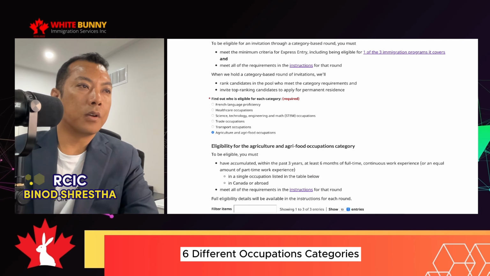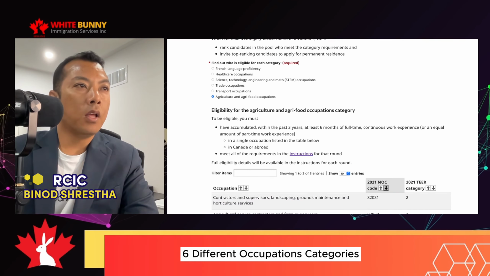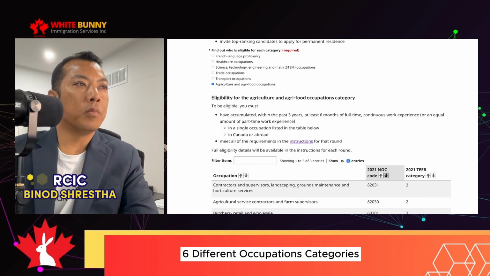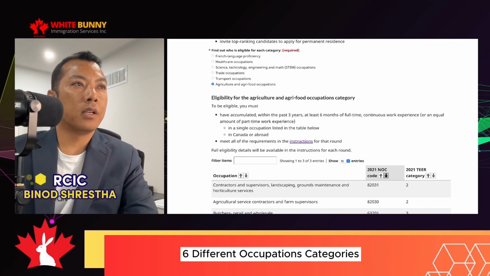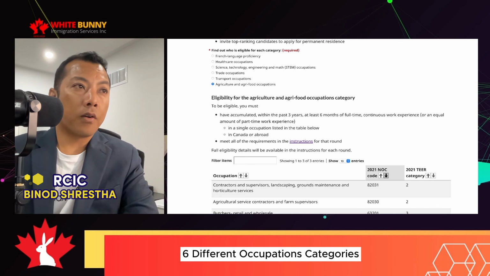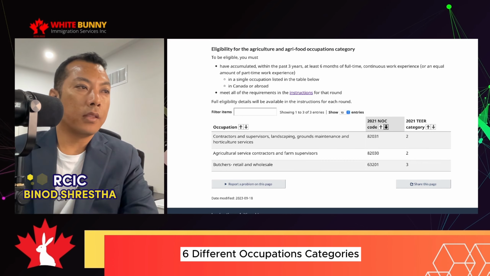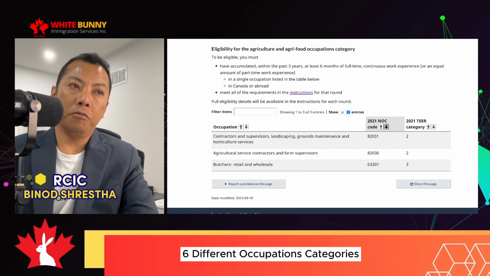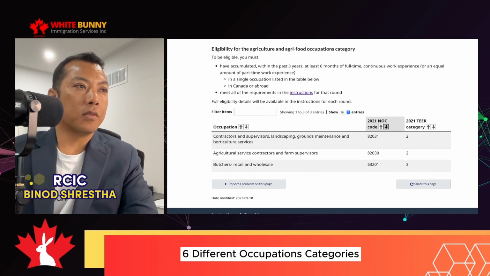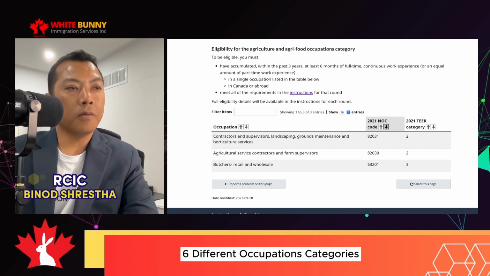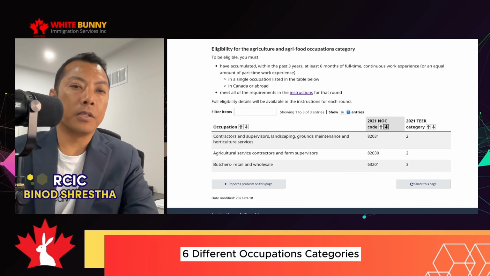agriculture and agri-food occupation. One good news for you, in this coming week, IRCC just announced today that they will be doing a draw under this occupation category. So if you are in any one of these occupations and working in this capacity, yes, you could be eligible. Let us know. We can help you with this, creating a profile and applying for permanent residency.